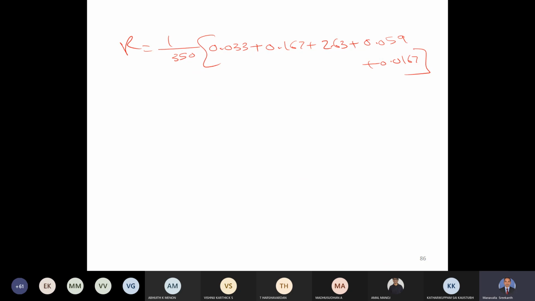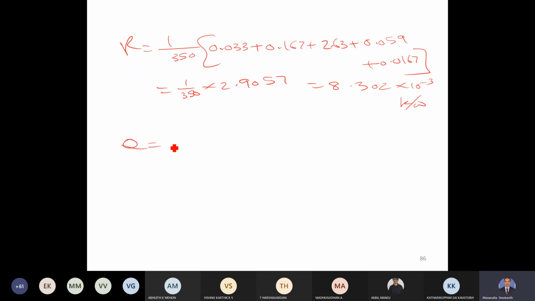So I'll evaluate that. 0.033 plus, then 1 by 350 multiplied by 2.9057. This is 8.302 multiplied by 10 power minus 3 Kelvin per watt. So this is the total resistance.